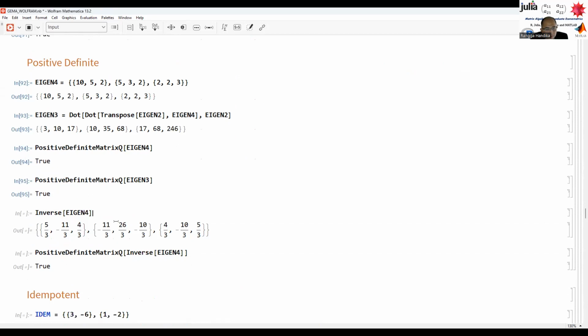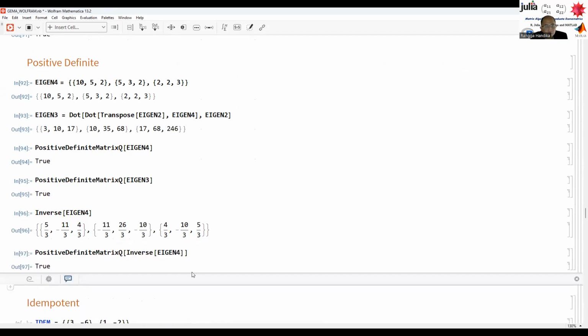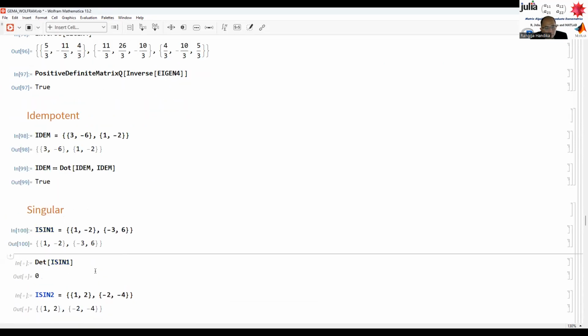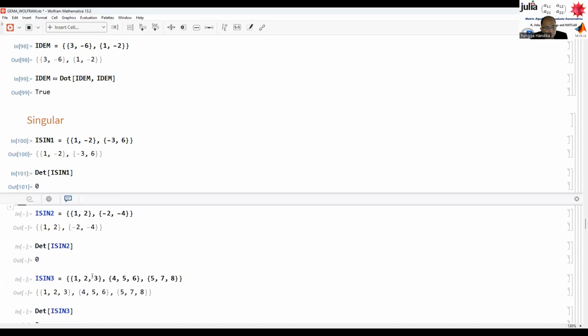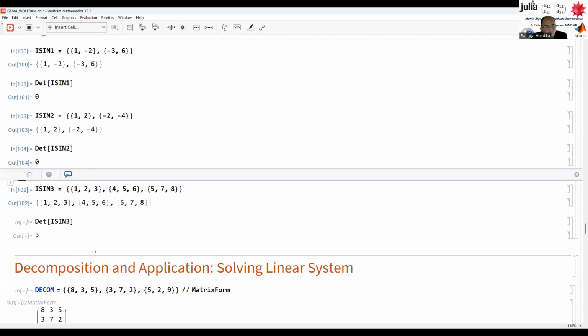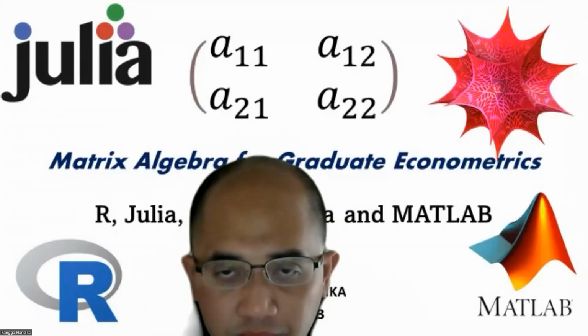So you know whether it's positive definite. Okay, and then idempotent, you can see here, okay, true. And singular matrix, check the determinant. Here. Okay, so then the last, let's go to the MATLAB.